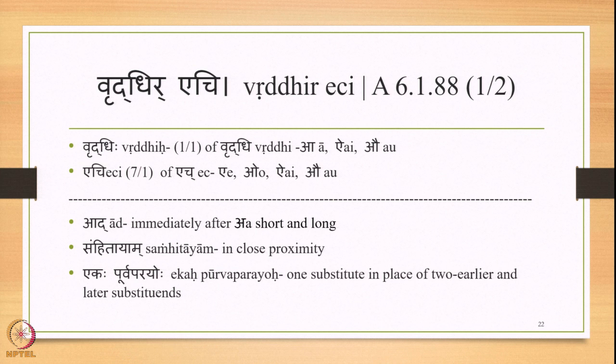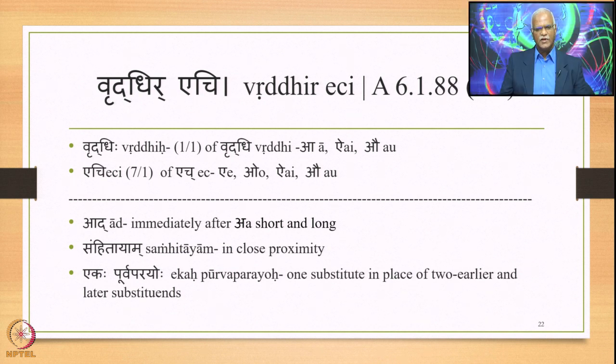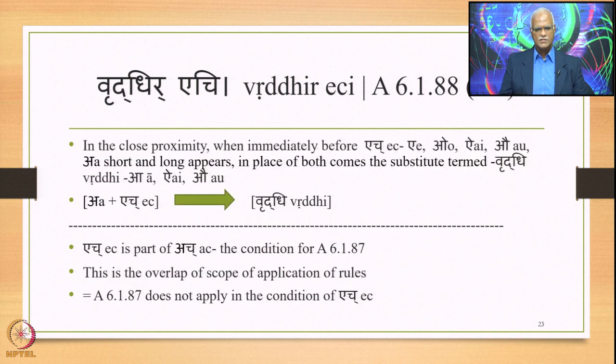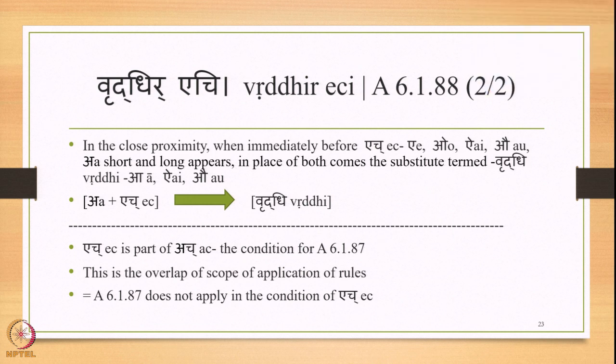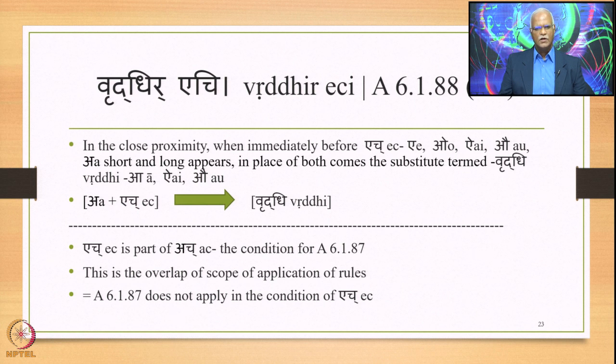At means immediately after a, short and long. Samhitayam means when in close proximity. Ekah purva parayoh means one substitute in place of two, the previous and latter. So vṛddhirechi means in close proximity, when immediately before ec, that is e, o, ai and au, a short and long appears, in place of both comes the substitute termed vṛddhi, that is ā, ai and au. So we have a plus ec as input, and this sutra applies, and vṛddhi is the output.